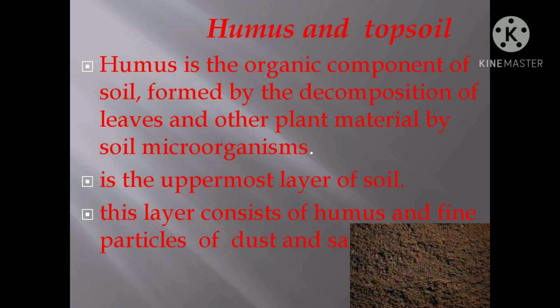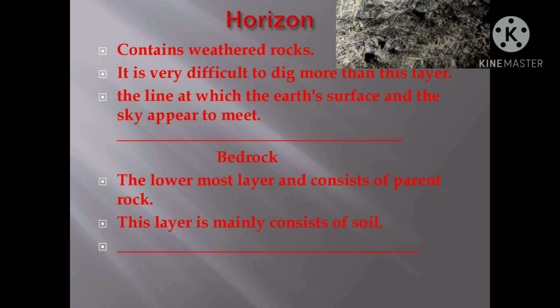So, the humus and the topsoil. Humus is the organic component of soil that is formed by the decomposition of leaves and other plant materials by soil microorganisms. This is the uppermost layer of the soil. Generally, this layer consists of humus and fine particles of dust and sand. This horizon contains weathered rocks and it is very difficult to dig beyond this layer.